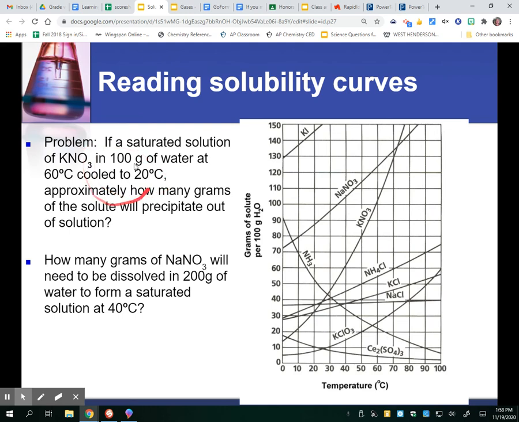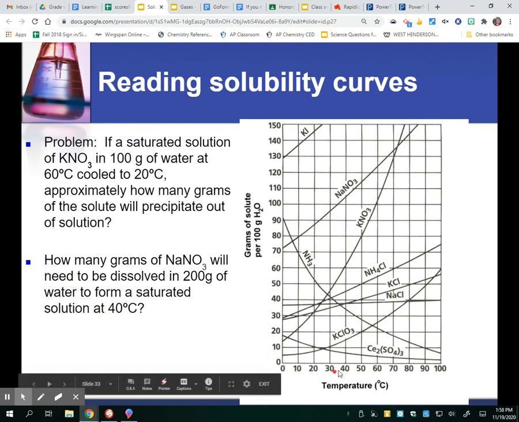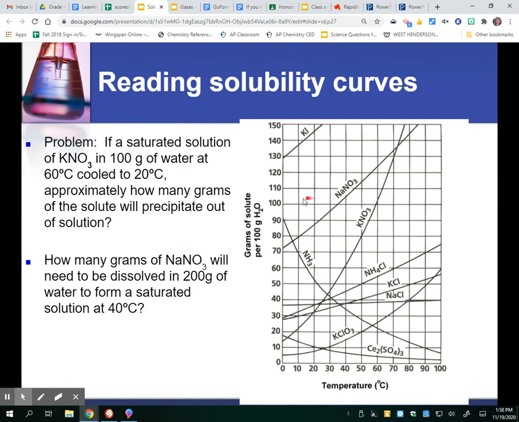Okay, so we just worked on this problem right here. Let's look at this problem right here. It says, how many grams of sodium nitrate will need to be dissolved in 200 grams of water to form a saturated solution at 40 degrees C? So with this one, at 40 degrees C, let's see what the solubility is. At 40 degrees C, the solubility of sodium nitrate is maybe around 105 grams. And that's how much will dissolve in 100 grams or 100 milliliters of water.